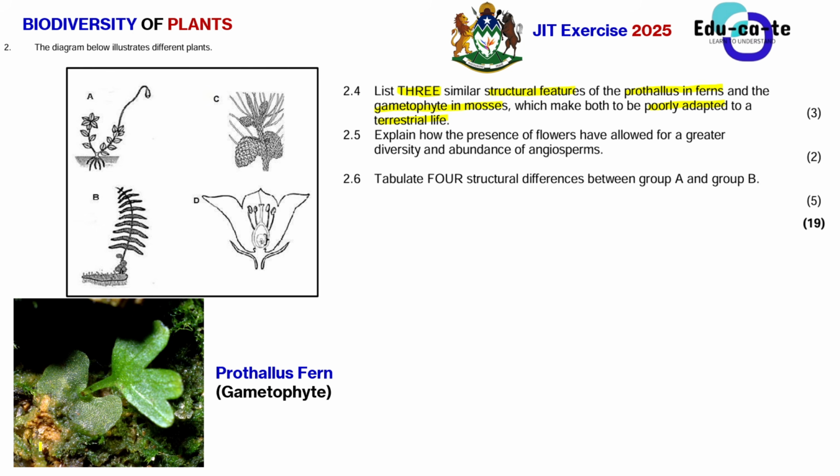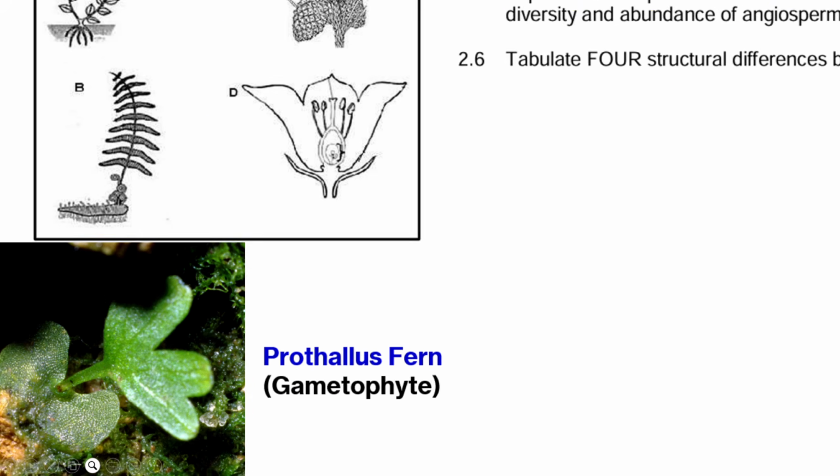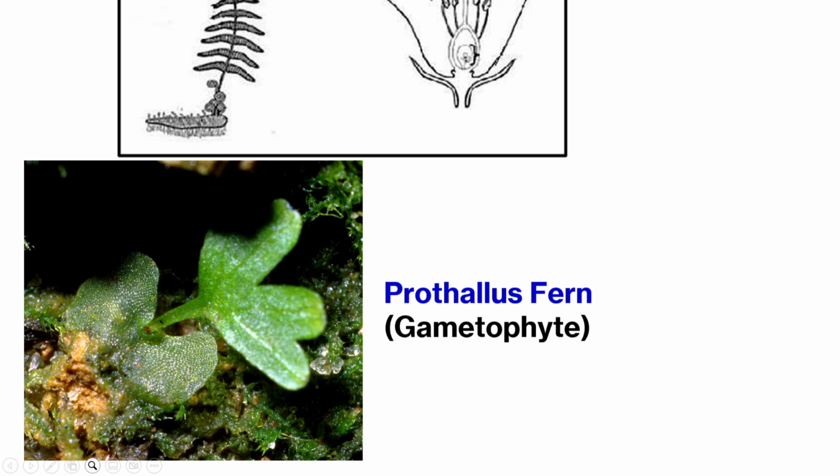Now let's explain what a prothallus in fern is. I've just made a diagram that will make it easy to explain. Look at this. This is the prothallus in ferns. When you say there's a prothallus in ferns, it simply means that this is a young fern. When a fern just germinates from its spores, it looks like this when it's so young. Let me zoom it in so that you can see it.